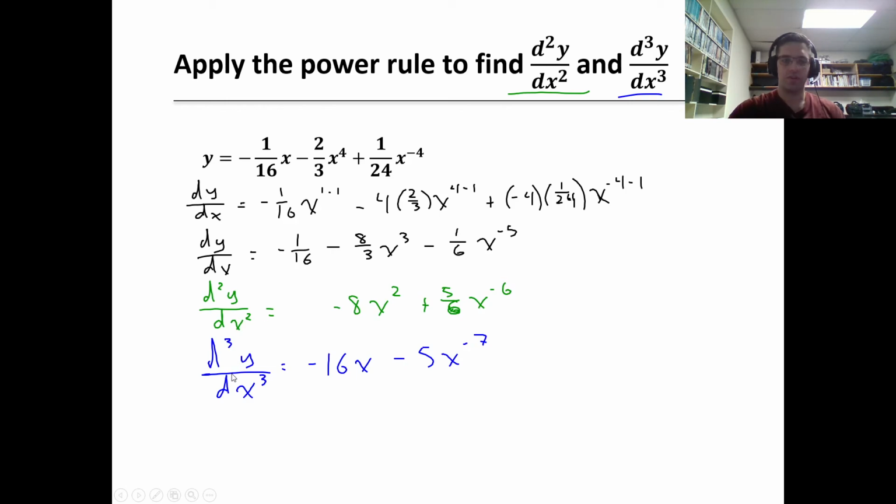To find the triple derivative, or d cubed y with respect to dx cubed, we're just going to take the derivative of the double derivative. So power rule, and we get our triple derivative is negative 16x minus 5x to the power of negative 7.